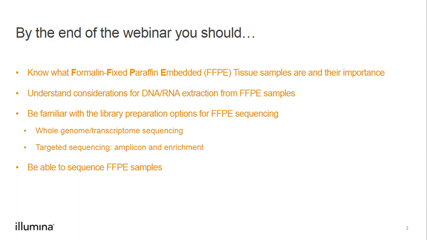So we're going to cover a few topics today. By the end of the webinar, we hope that you understand what formalin-fixed paraffin-embedded or FFPE tissue samples are and their importance, understand some considerations for DNA and RNA extraction from FFPE samples, and then be familiar with the Illumina library prep options for FFPE sequencing. And we'll go through both whole genome and whole transcriptome sequencing, as well as our targeted sequencing options. And then you should be able to sequence your FFPE samples.